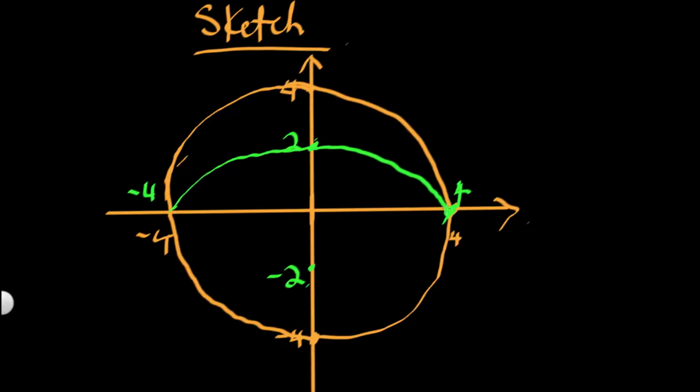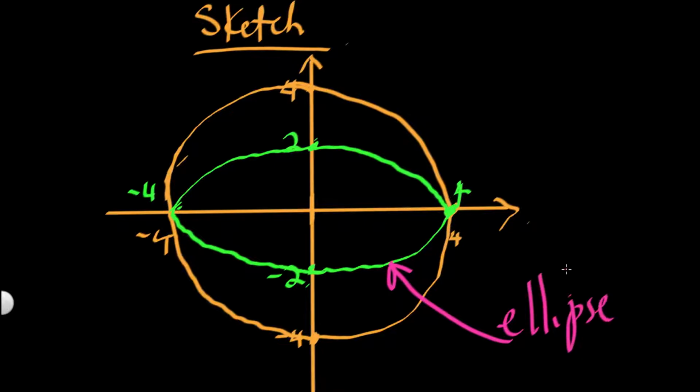Come here, go down, come here. Please, guys, forgive my sketch, but this is a sketch. We come here. Now, the inner one is our ellipse. So this is our ellipse. And the outer one is our circle. So we have a circle and an ellipse.